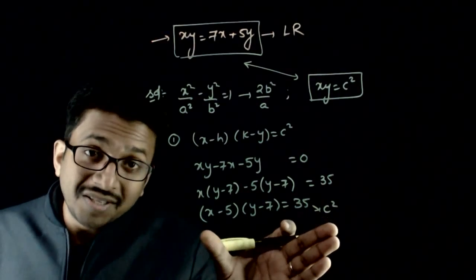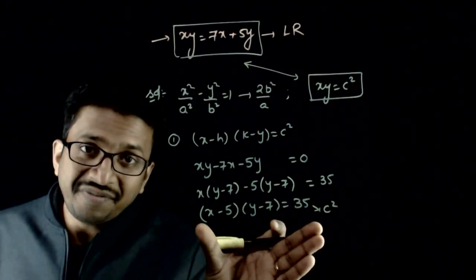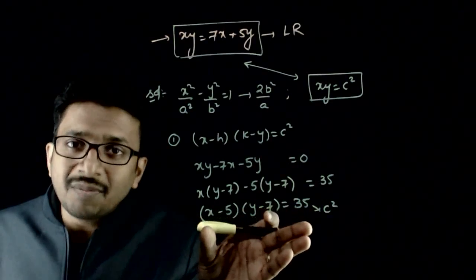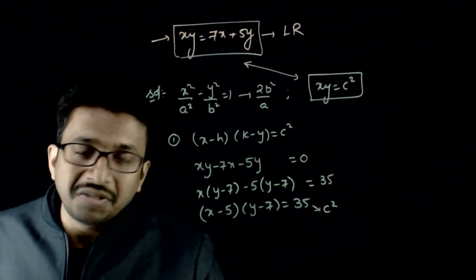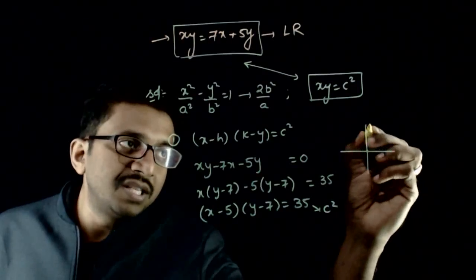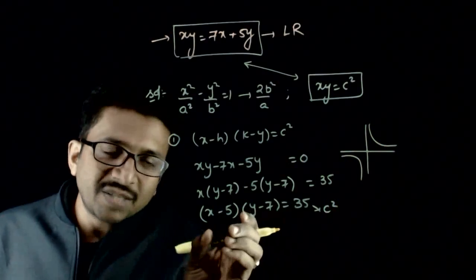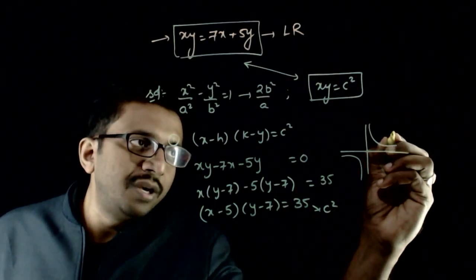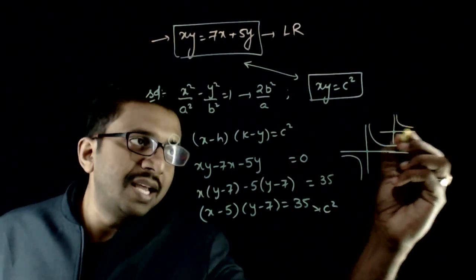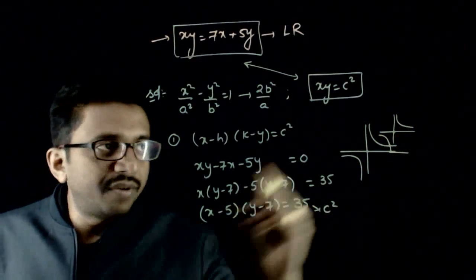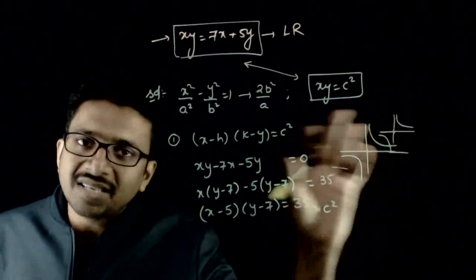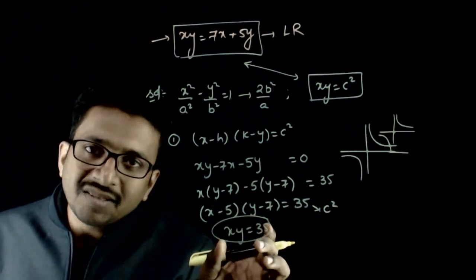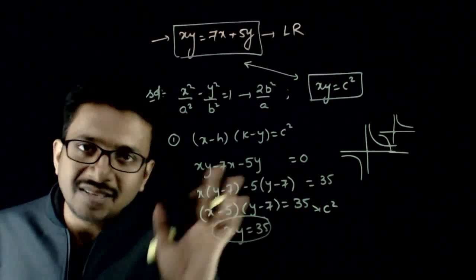Now what does this mean? This means that this is a shifted hyperbola corresponding to this. The length of the latus rectum does not change by shifting the origin. That means if xy = c² looks like this, (x − 5)(y − 7) = 35 looks the same, but the center is going to (5, 7). So it looks like this curve. So if I want the latus rectum, I can as well find the latus rectum of xy = 35, and that will remain the same. The latus rectum of this is the same as the latus rectum of this.